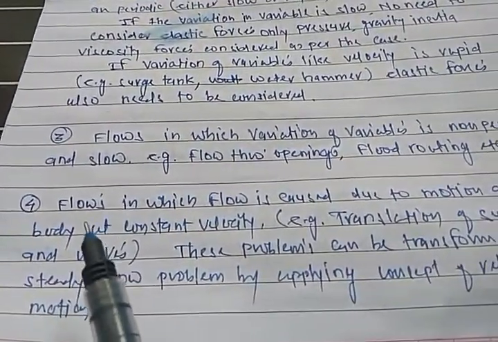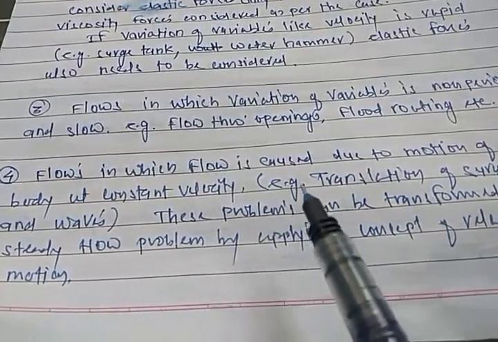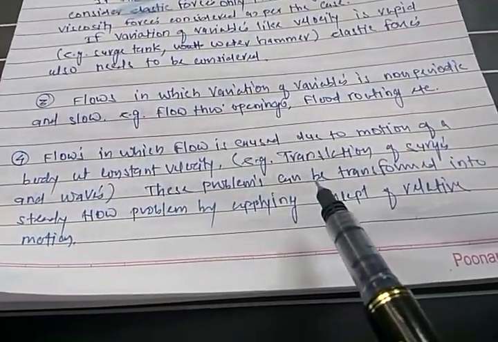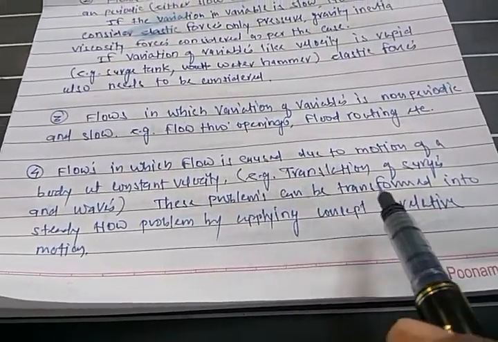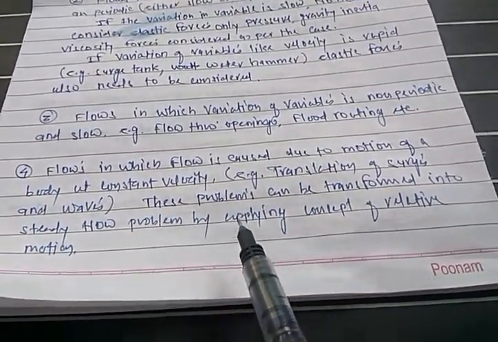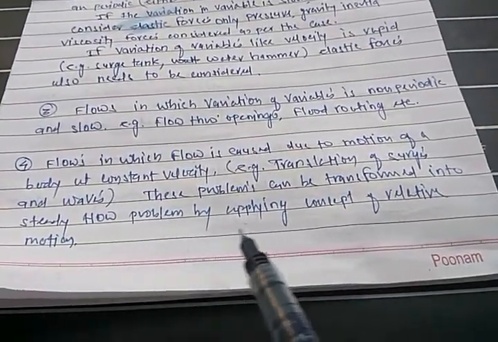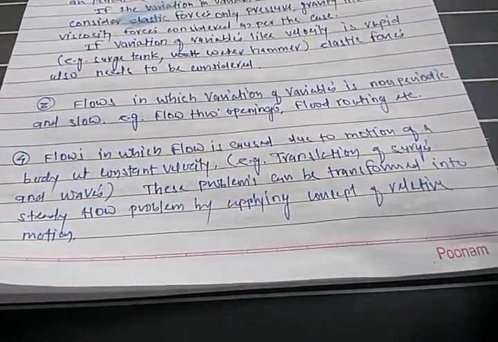Next, flows in which flow is caused due to motion of a body at constant velocity, for example translation of surges and waves. These problems can be transformed into steady flow problems by applying the concept of hydraulic motion. So these are the four types of problems in unsteady flow.